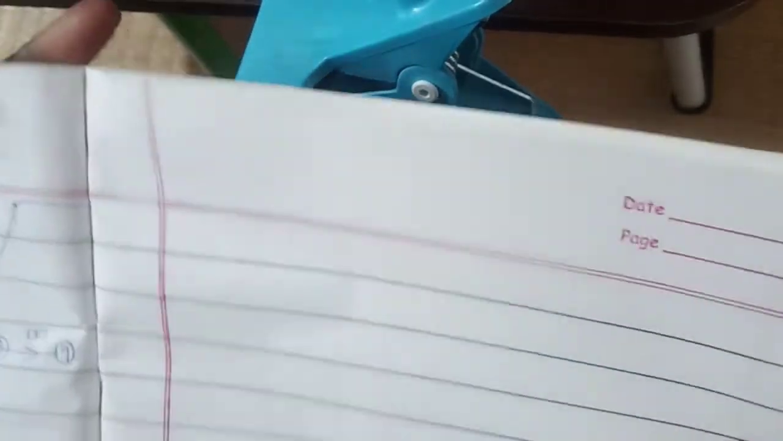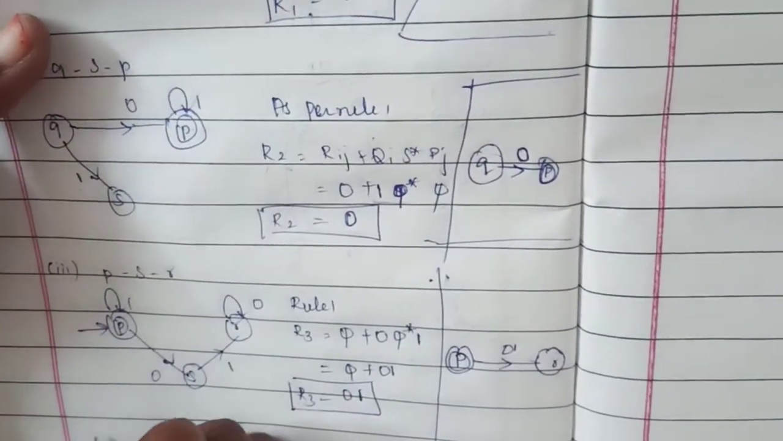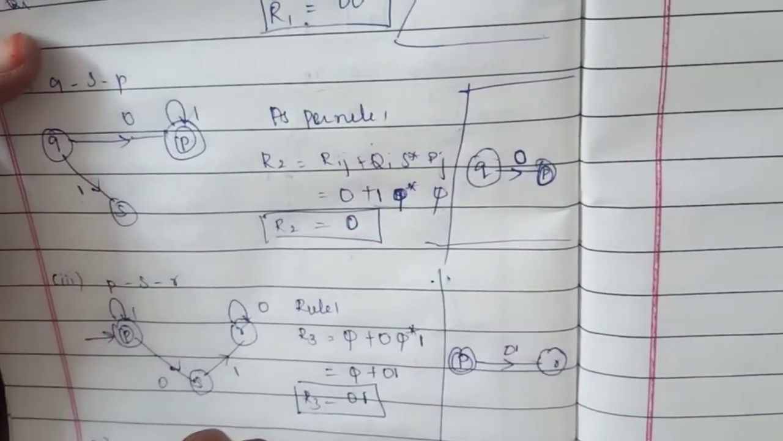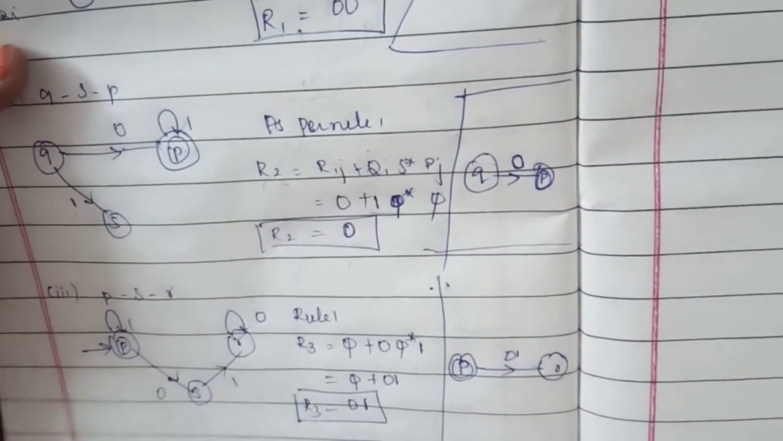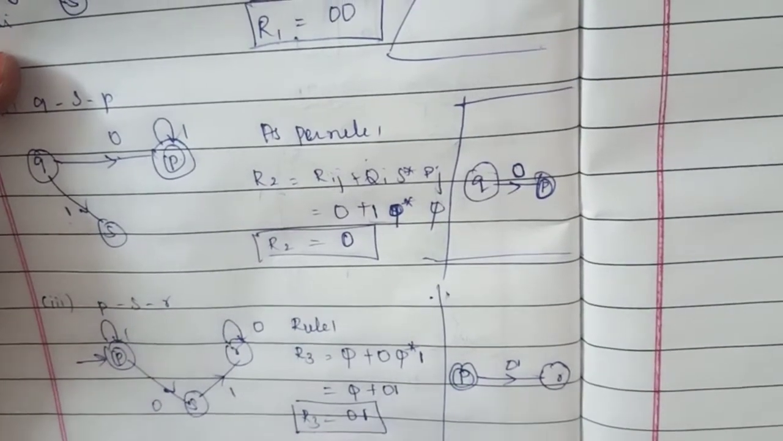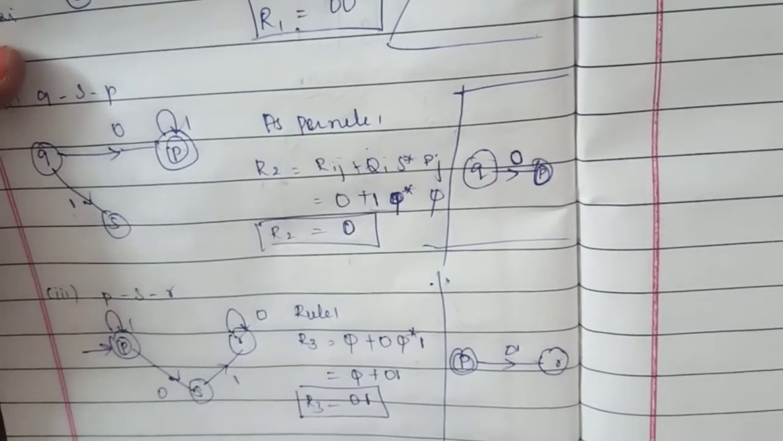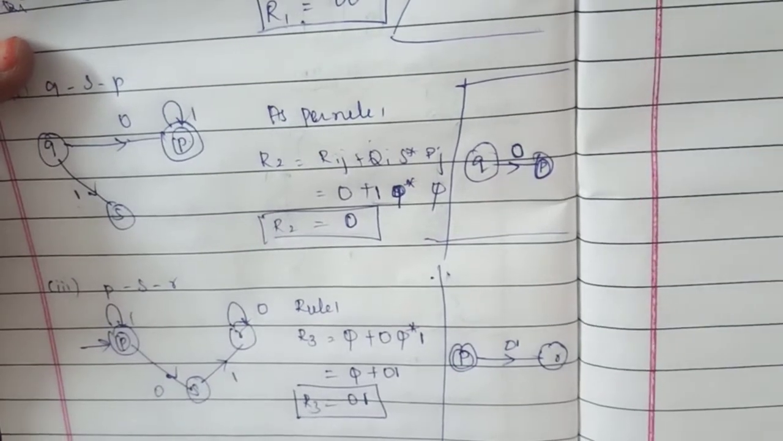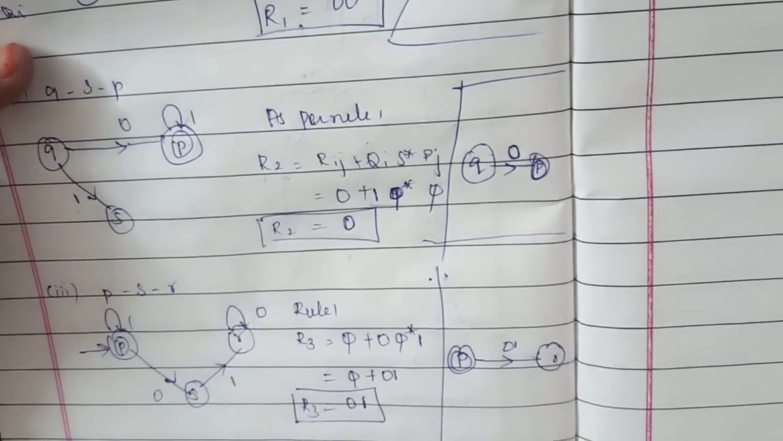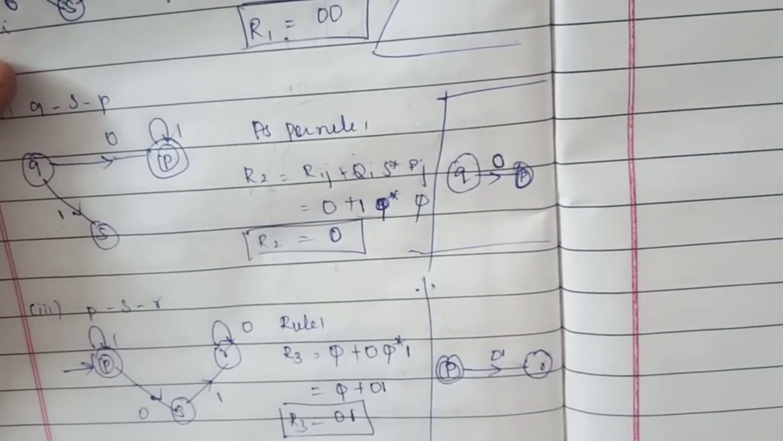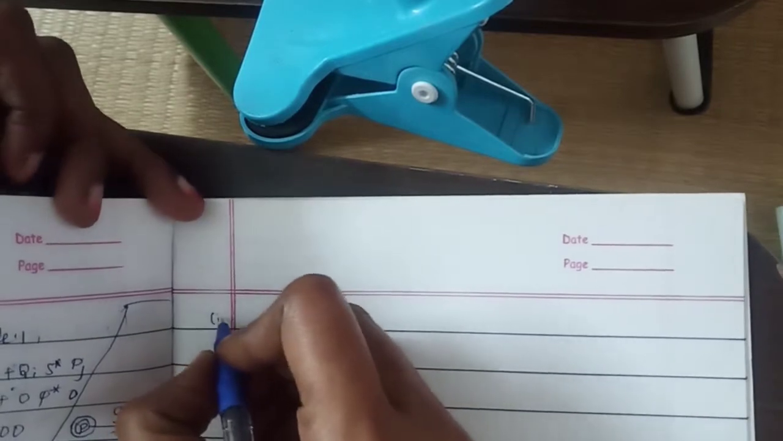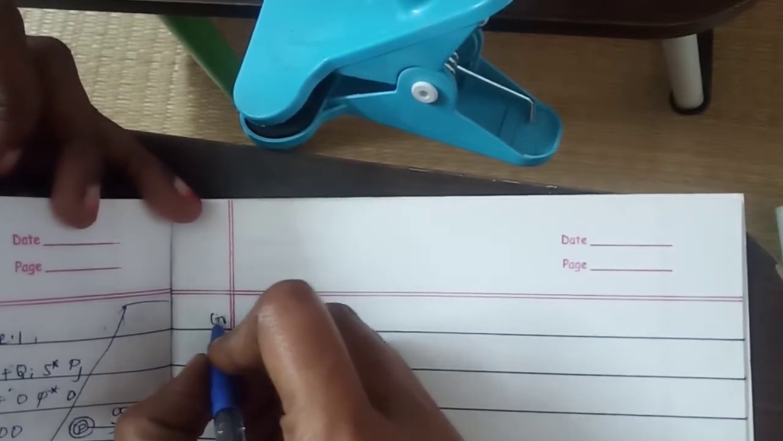After this we have to find out RSP. For RSP there is no path available from the diagram. So no path exists for this one. After that we'll have the final one. The final one is QSR, the possible cases here, which is known as QSR.